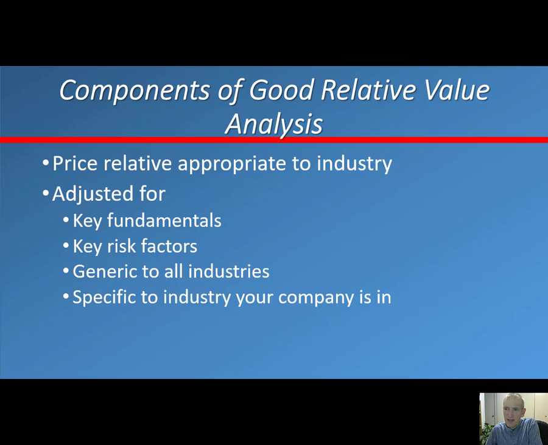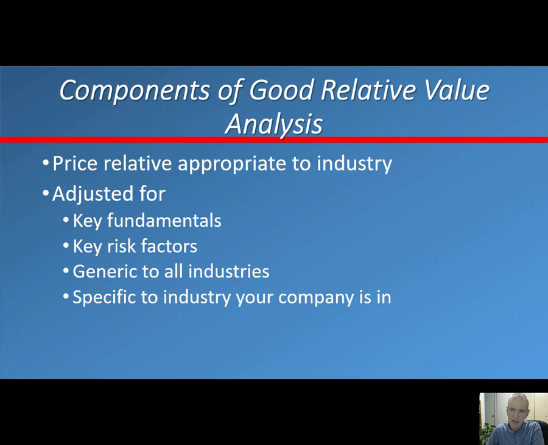So what should be in your price relative? Well, you have your price relative itself, whether that's price to earnings, price to book, or enterprise value to sales. We'll talk about each one of those here in a little bit and understand when you use one. But you want to use the correct relative that is appropriate to your industry. We're going to talk about that as well. There are some relatives that are just wrong. You're dividing the wrong thing into the wrong thing. And there are some relatives that are more appropriate for one industry versus another.